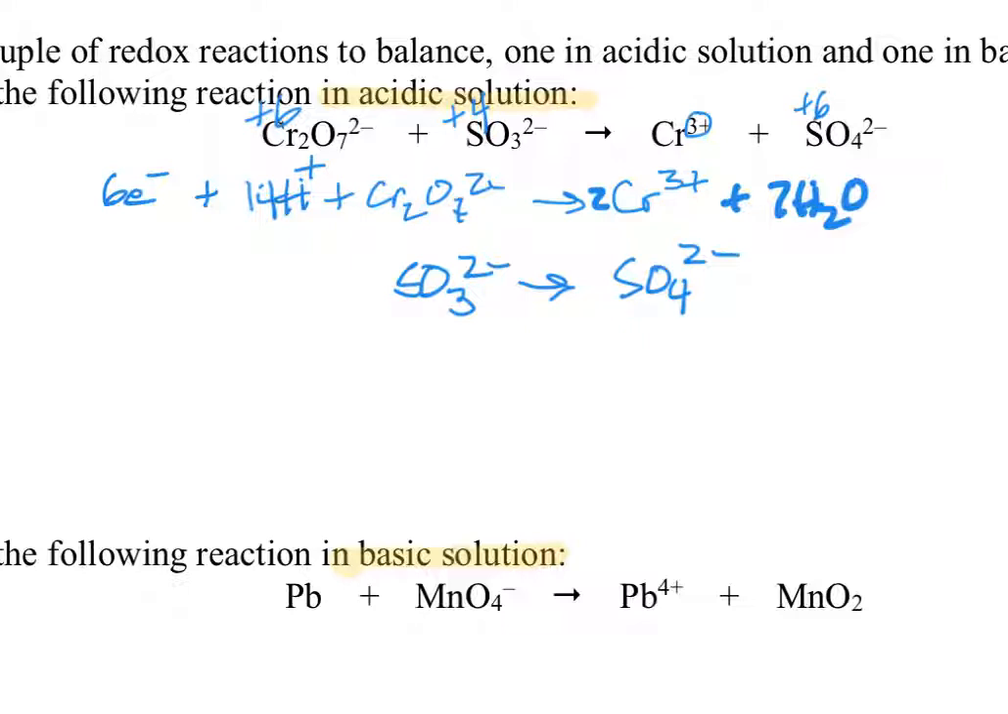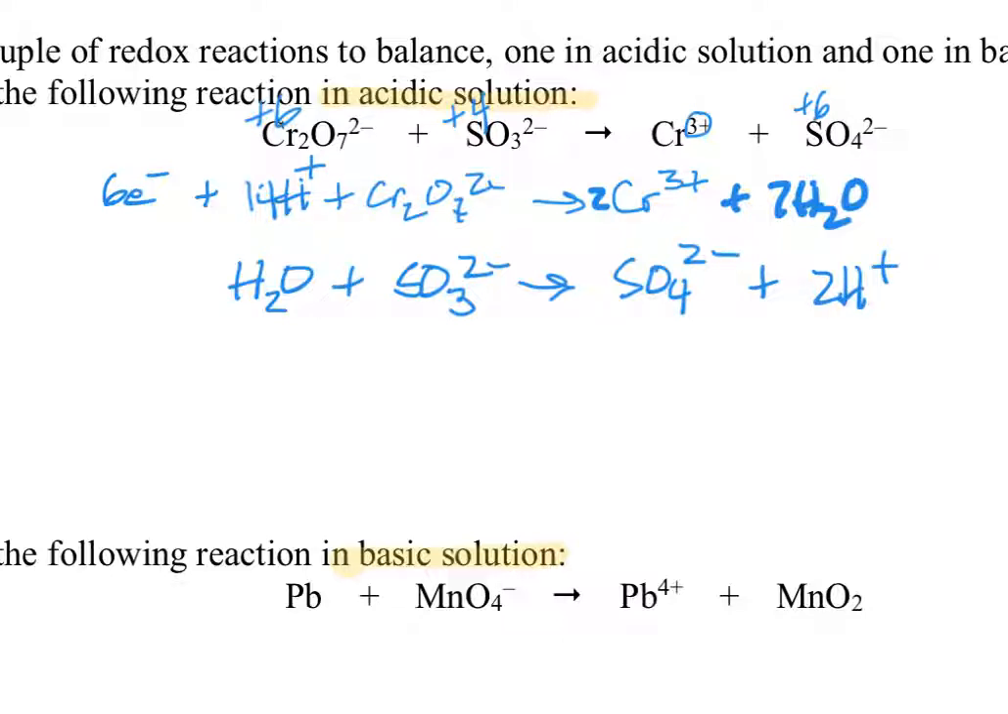Next, balance the oxygens by adding water. I have 4 O's on the right, 3 O's on the left, so I need to go ahead and add 1 water to the left, H2O. All right, next, balance the hydrogens by adding H+. So I have 2 hydrogens on the left now, no hydrogens on the right. So I'm going to go ahead and add 2H+ to the right.